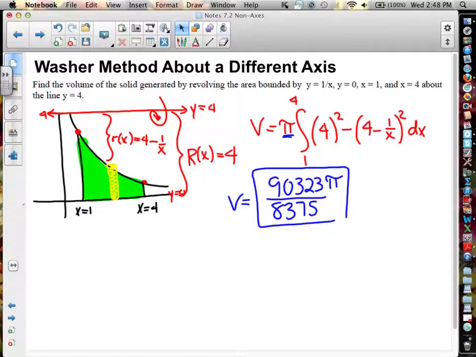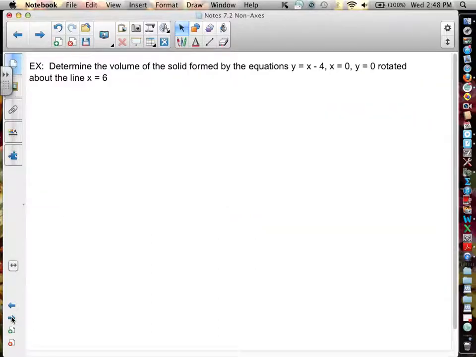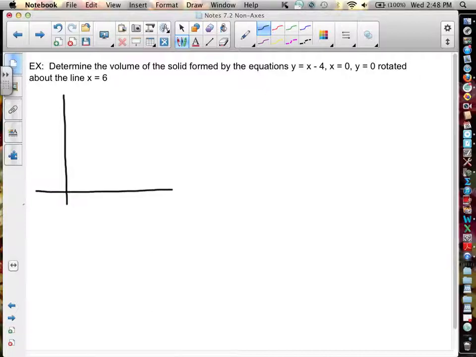And then the last one, this one's not in your notes. This one's the same idea. The only thing that's different is now when we set this up, we're rotating. Our rectangle is going to be horizontal instead of vertical. So if we graph this, the equation y equals x minus 4. This is backwards. This should be negative x and plus 4 is what I want. So positive 4.